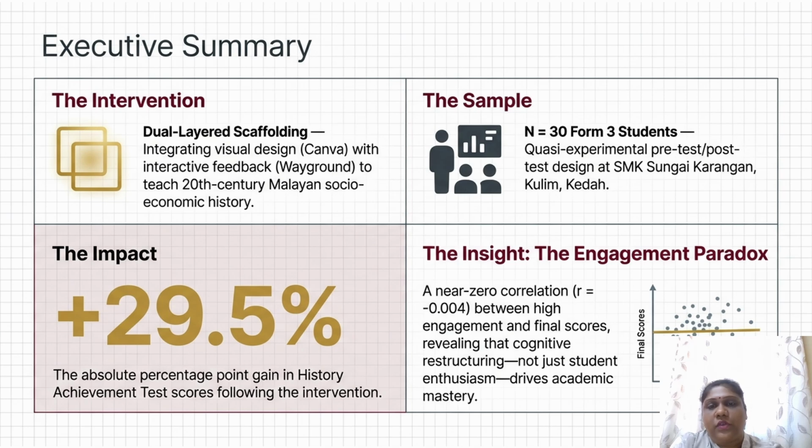The second one is that we use 30 Form 3 students from SMK Sungai Karangan, and we use a quasi-experimental design with a pre-test and post-test. The impact is the absolute percentage point gain in history achievement test scores following the intervention. The insight is the engagement paradox: a near zero correlation between high engagement and the final score, showing that student enthusiasm does not guarantee academic mastery.